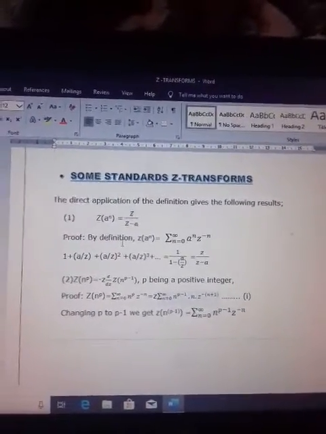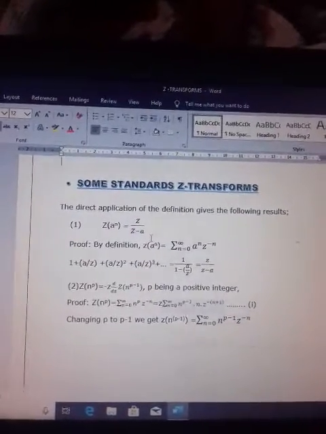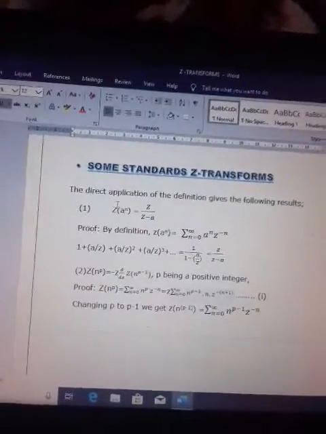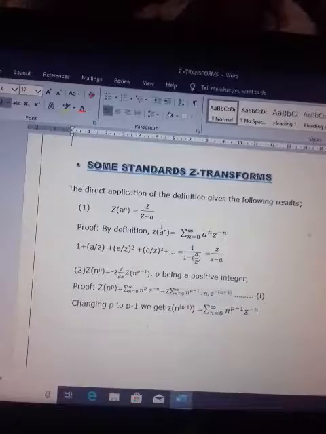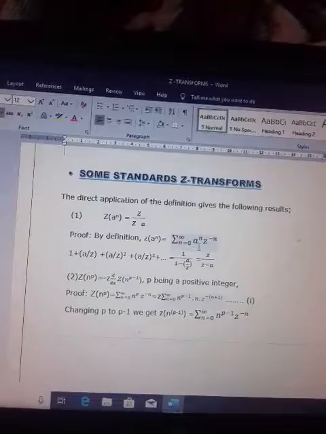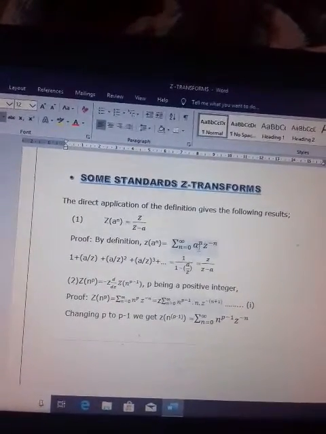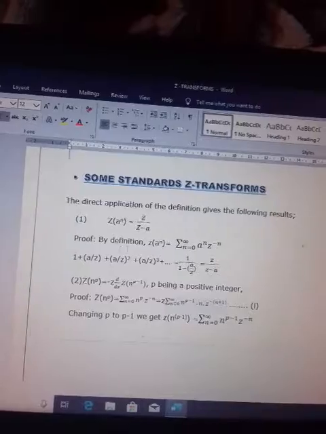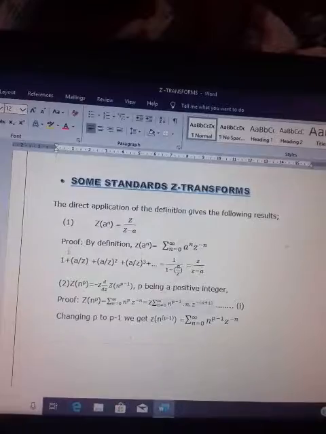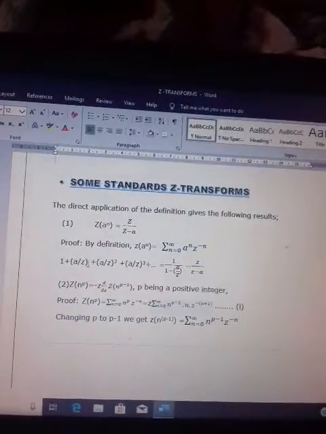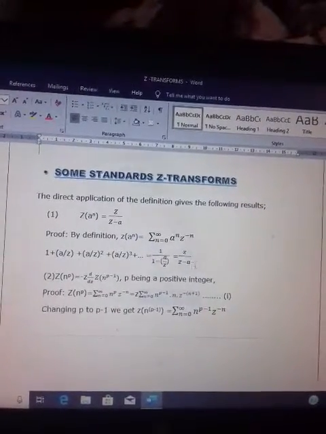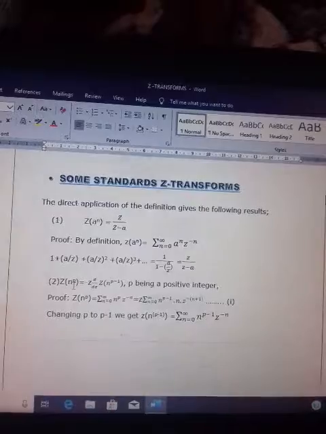And if we prove it, then proof by definition. In the definition of Z transform, in place of u(n) we have a to the power n. So putting a to the power n, we get the summation of n equals 0 to infinity a to the power n z to the power minus n. When we split this, then we get the resulting value. When we put n equals 0, then we get 1. Similarly, when we put n equals 1, then we will get a by z. After doing this, we get the resulting value, that is z by z minus a. And here is another result.